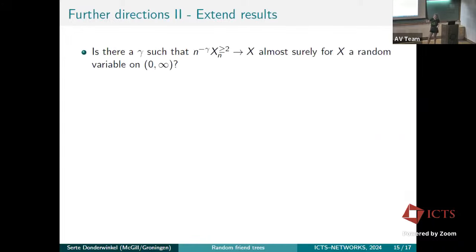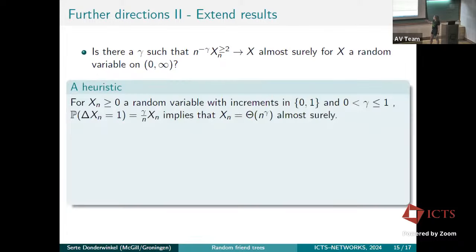Furthermore, of course, the obvious question: what is the real growth of the number of non-leaf vertices? What is the right order of growth? And a heuristic for how we could maybe get somewhere.